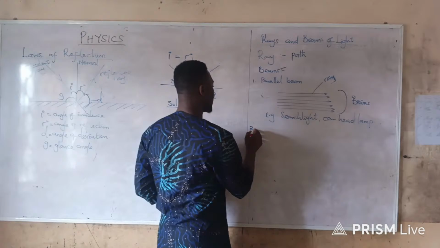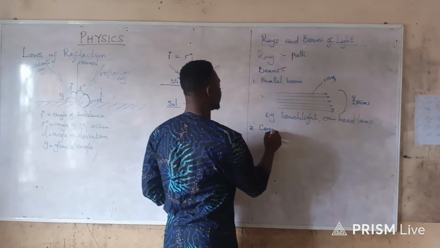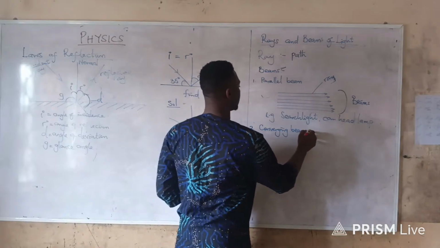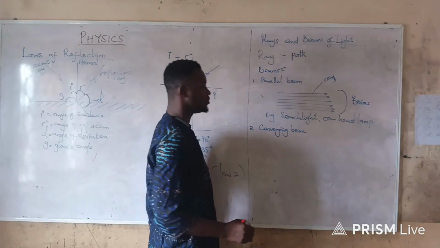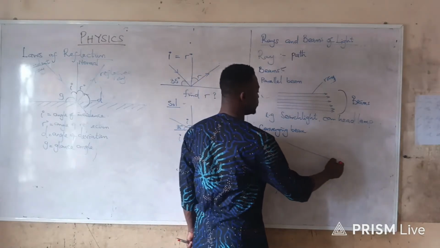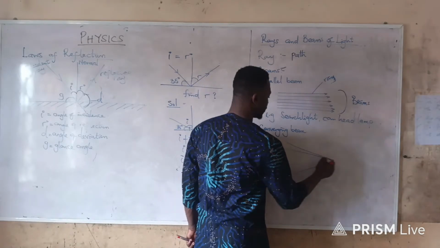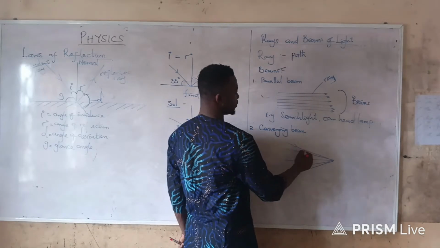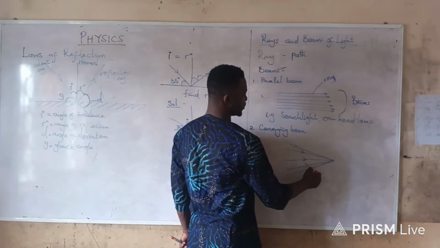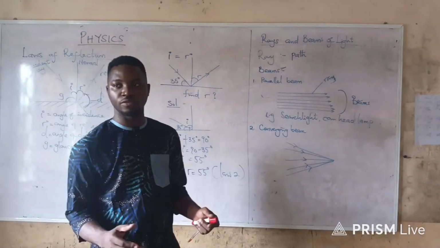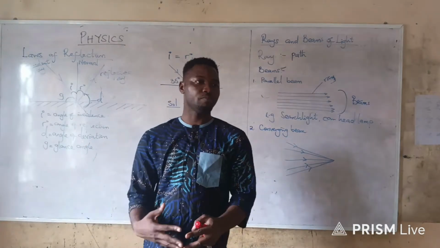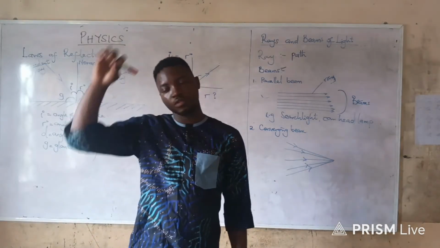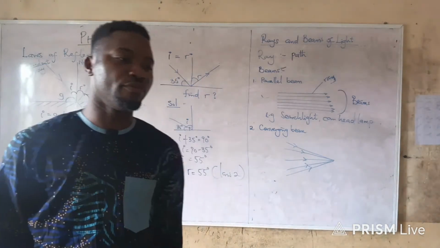The second type of beam that we have is called converging beam. This one we meet at the same point. You can see? Instead of the light to be traveling, they converge at the same point. We call this a converging beam.